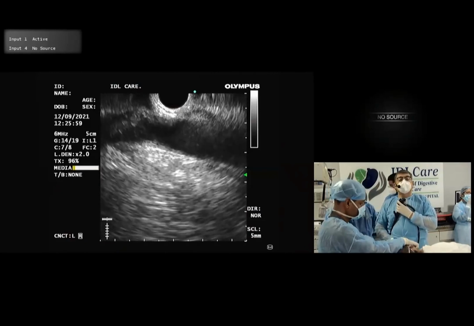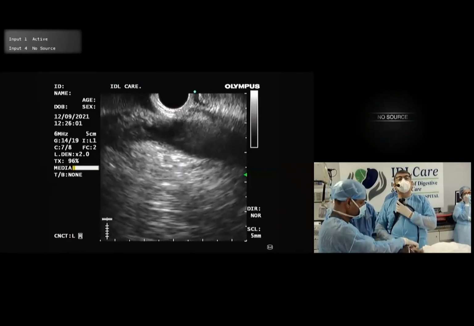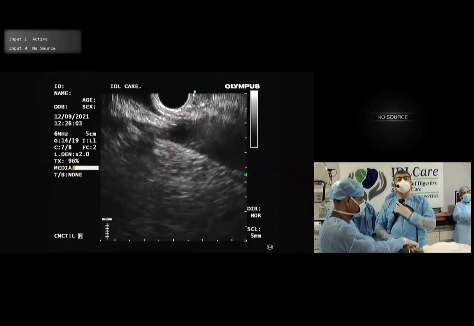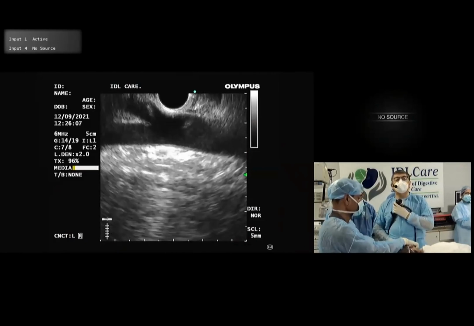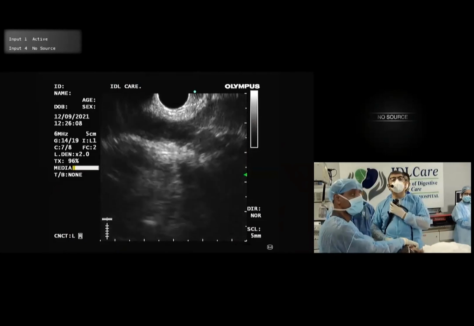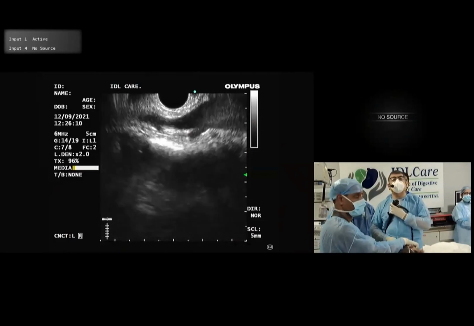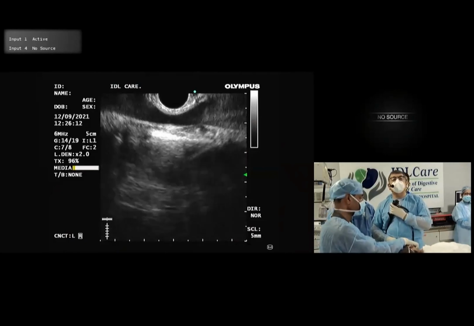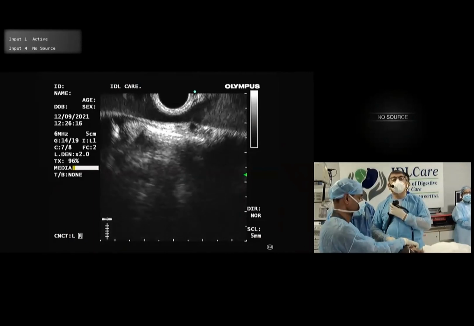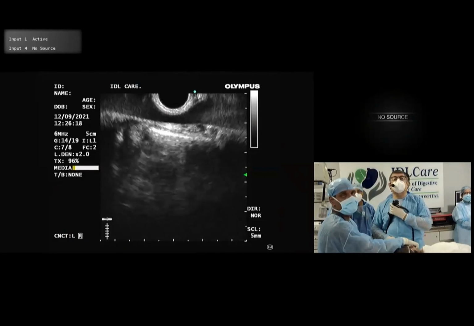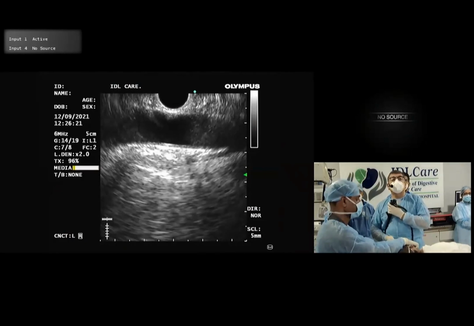Normally you have to turn a little clockwise to see these big vessels, but here I'm seeing it straight away. See, this is the aorta with the common iliac vessels. Now I'm withdrawing. This is the IVC. Little clockwise, aorta. Little anti-clockwise, IVC. Underneath, you can see the spine. So I'm coming back very slowly.